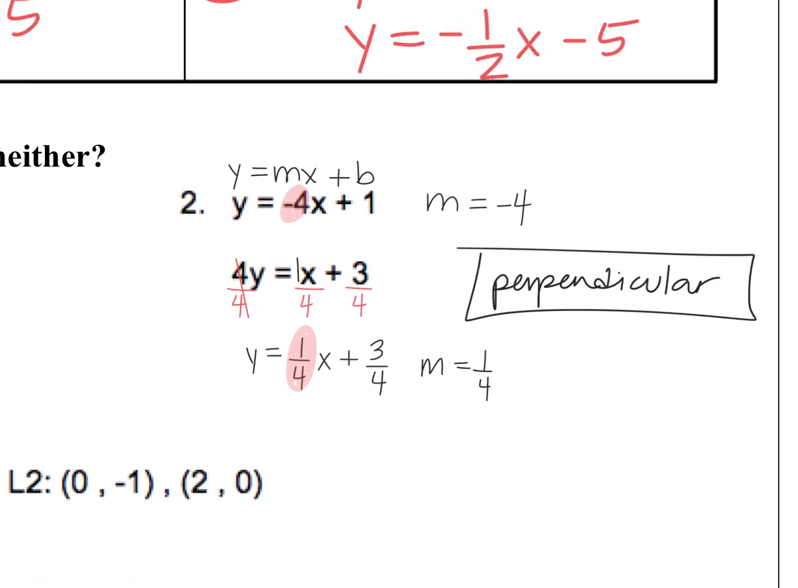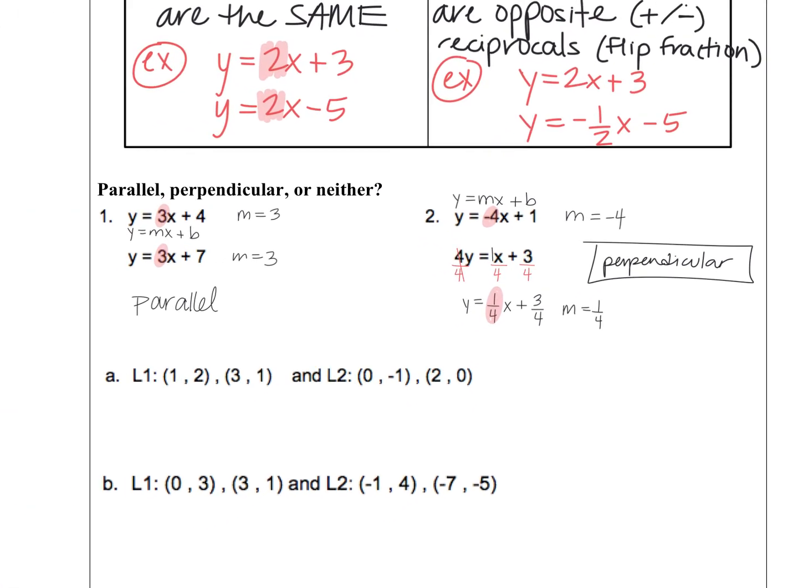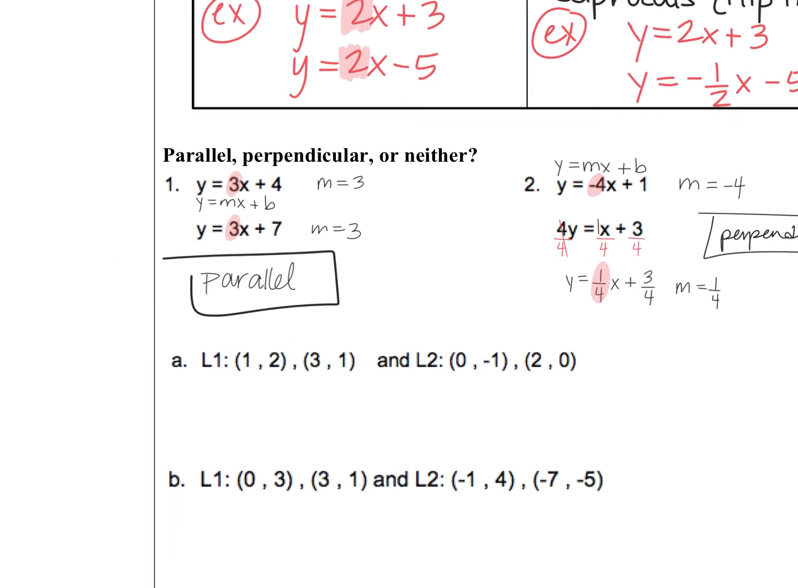Okay, so that's looking at equations. You have to make sure it's in y equals mx plus b form. Now let's look at a set of 2 points. This is where you might use your slope formula, or you might do it in your head, if you can. I'll show it both ways. So I'll do the slope formula first. Looking here, it says L1 and L2. That just means line 1, line 2.